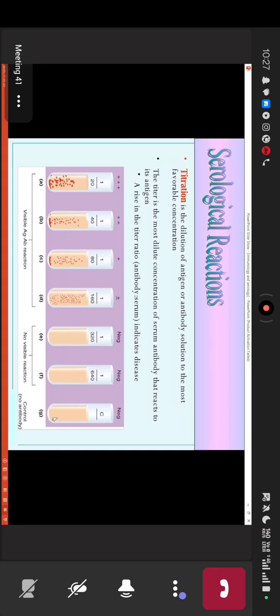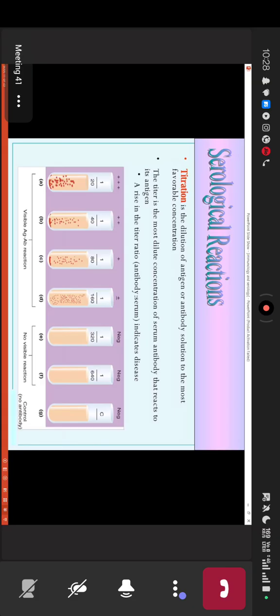And this is the control one. There are no antibodies present. That is why there is no agglutination. So this is the titration. Titration basically means dilution of antigen or antibody, right?